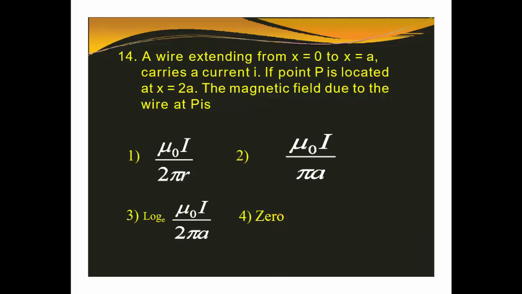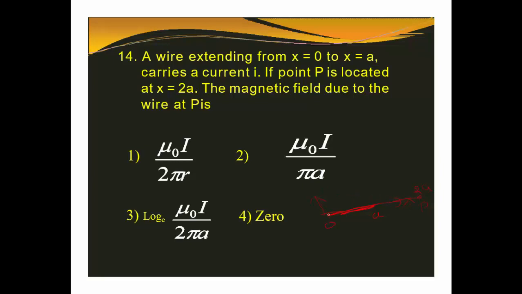We go for 14th question. I will read the question. A wire extending from x equal to 0 to x equal to a carries a current I. See, this is x-axis, this is y-axis. A wire extended from x equal to 0 to x equal to a. Now, the point P is located at 2a distance. Now, we are asked to calculate what is the magnetic field at point P.